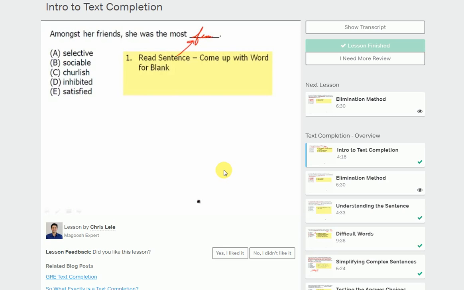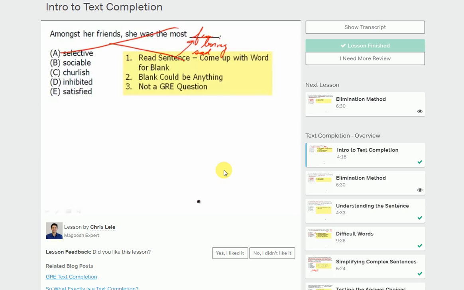Well, maybe her friends were actually the fun ones and she was the most boring. Or perhaps it has nothing to do with fun or boring. Maybe she's just really sad, or wait a second, I could go on forever because she could be anything. That is, any word could go in the blank. And this is not a text completion. This is not a GRE question at all.